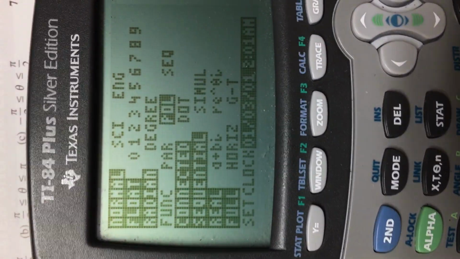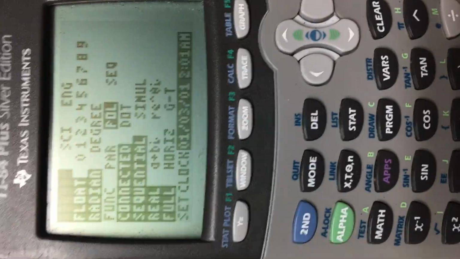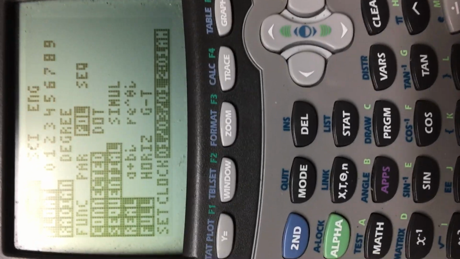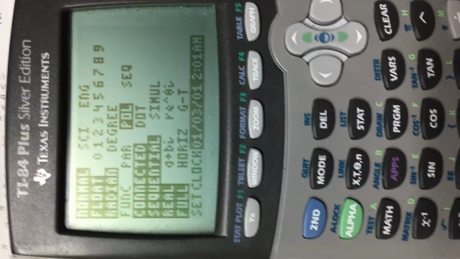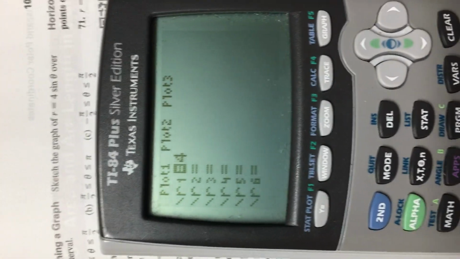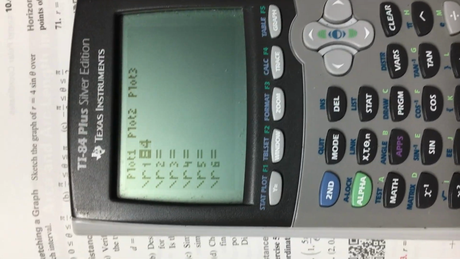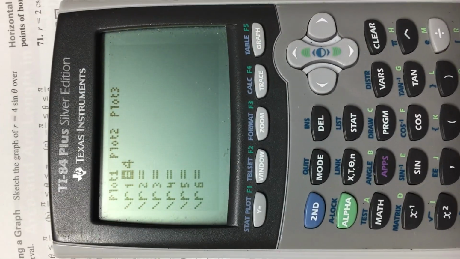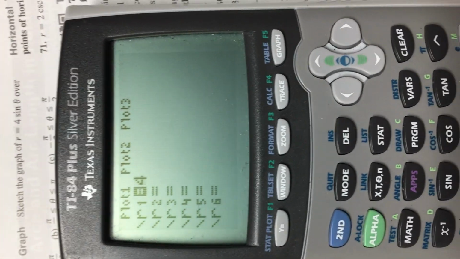If you go to the mode key, you get your screen, and you can come down to the fourth row over to POL, and that sets polar mode. Okay, if you now go to y equals, you have a list of r, and in polar mode, the calculator graphs r as a function of theta, which is angle around. Problem 35, you just enter a 4.